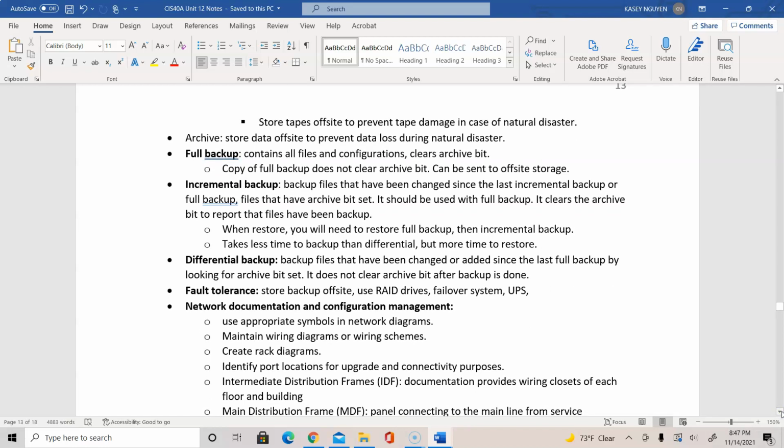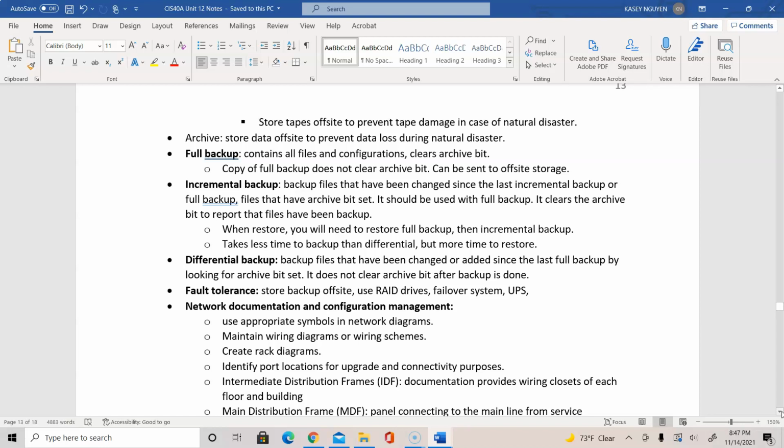All backups start with the full backup. And after that, we can choose between incremental backup and differential backup. When you do a full backup, it changes your data attribute bits to archive. And so this sets the archive bit so that we can manage our incremental or differential backups. Now, to archive, simply means we would store data in a different location, such as offsite, to prevent data loss.